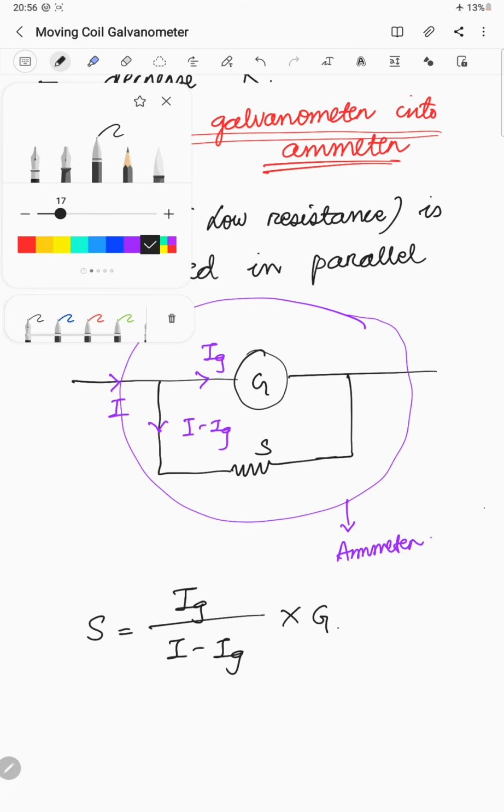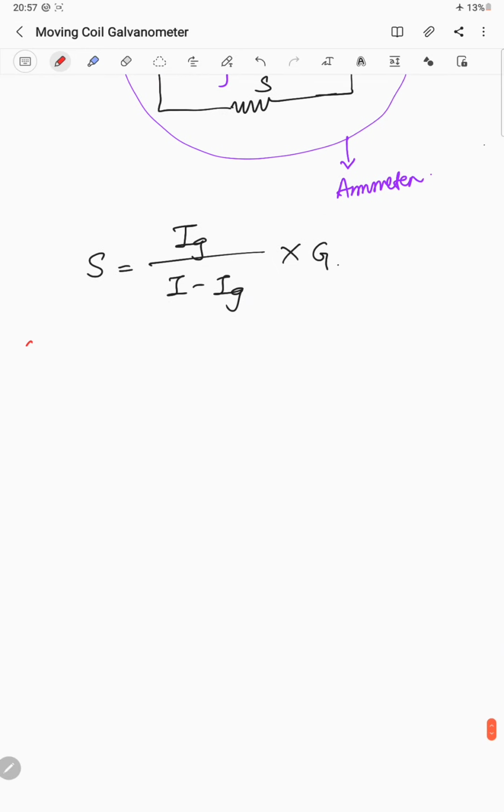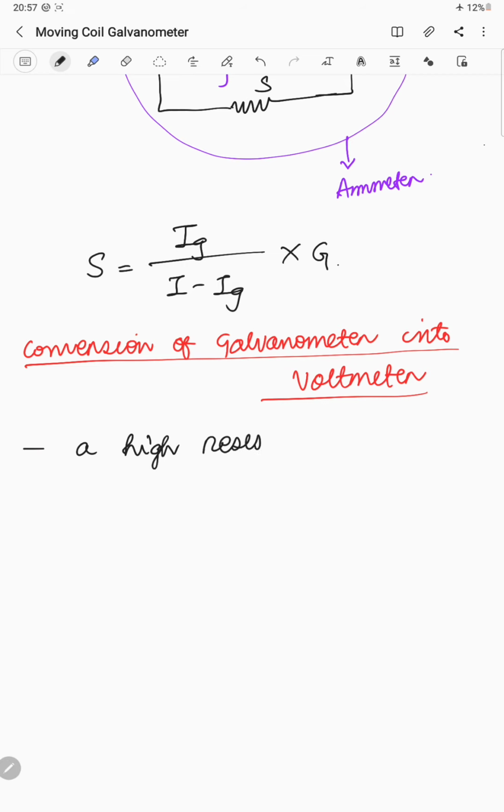Okay. Then next comes how to convert the galvanometer into a voltmeter. So the next heading is conversion of galvanometer into a voltmeter. The way we took the help of a shunt, here we will take the help of a high resistance. And how is it to be connected with the galvanometer? This high resistance is connected to the galvanometer in series.